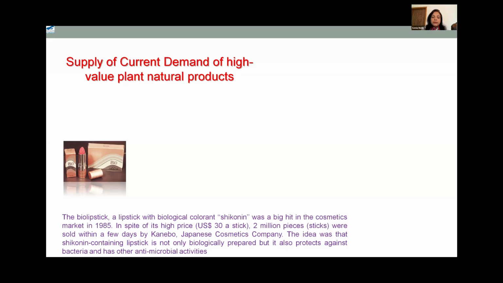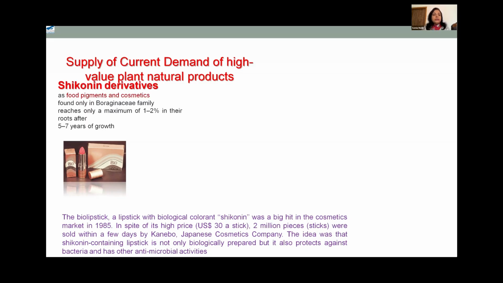To obtain this shikonin, the plant material yield is very low. That's why the cost incurred to make this lipstick was very high, so a single stick of the lipstick cost around $30. And in spite of its high price, 2 million sticks were sold within a few days by Kanebo, a Japanese cosmetics company. The idea behind this lipstick was that it is not only biologically prepared, but also acts against bacteria and has many other antimicrobial activities.